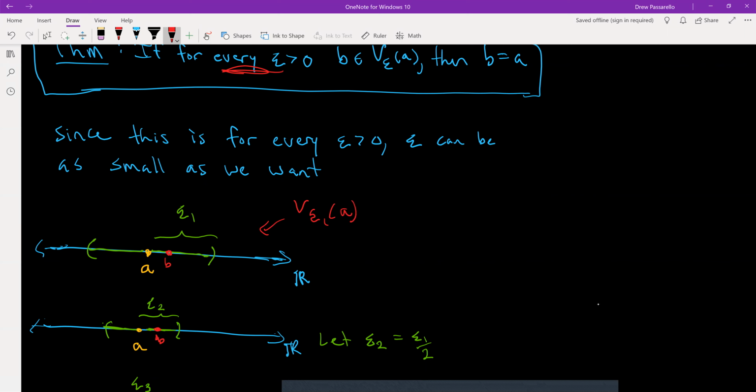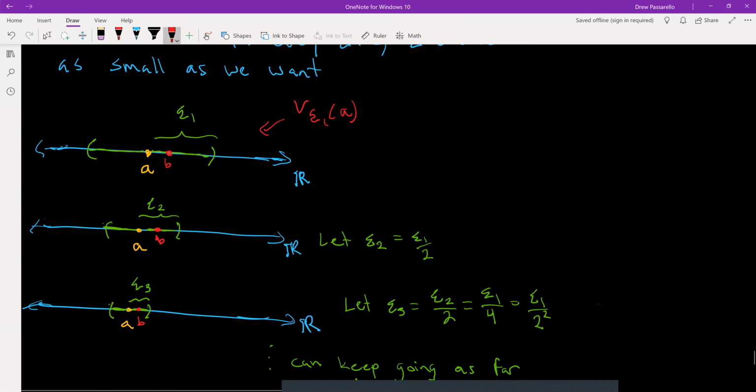And that's just an arbitrary picture representation. So A is our center. We're using a radius of epsilon 1, and I'm just labeling it epsilon subscript 1. All right, now let's say I did another neighborhood, a different epsilon, and I labeled that epsilon 2 around A.